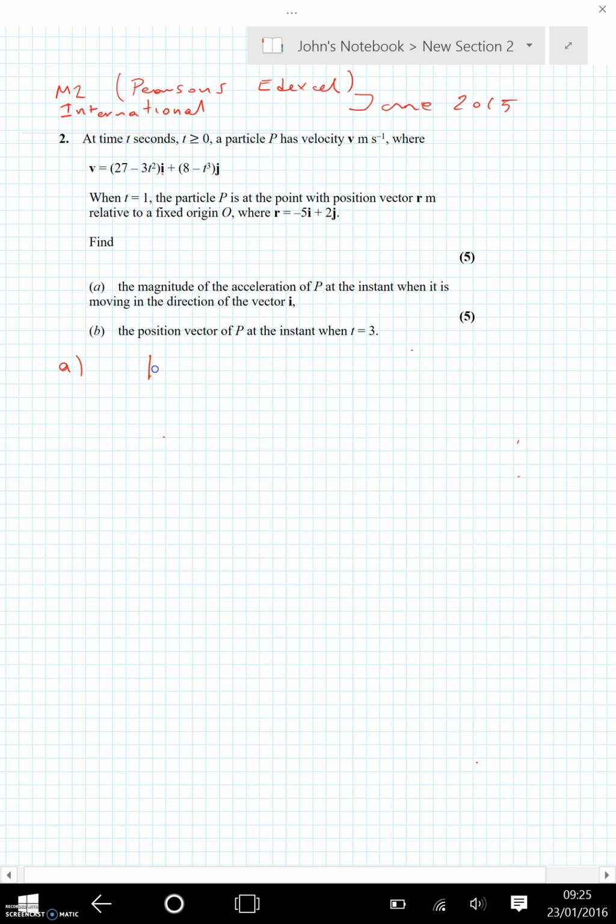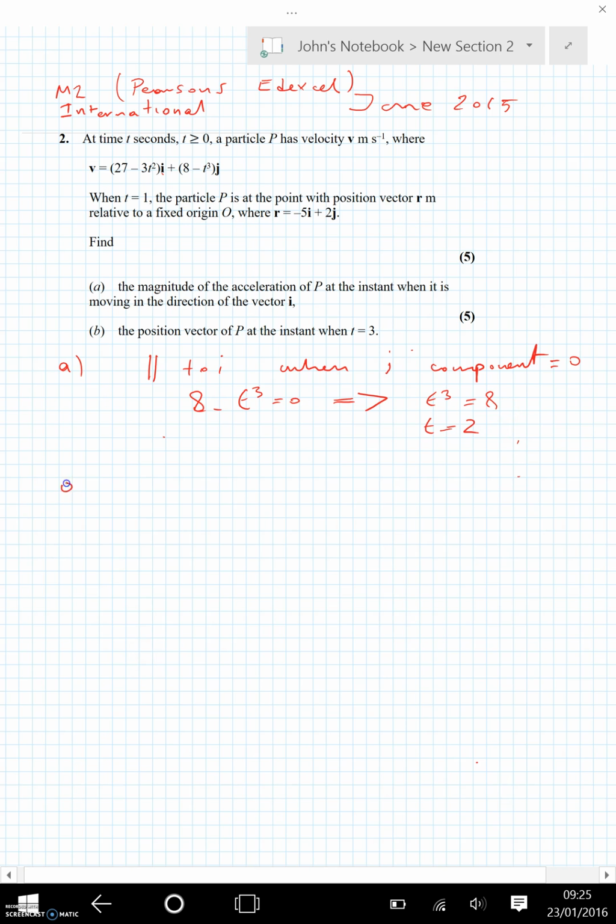So it'll be parallel to i when the j component equals 0. So that's basically this bit here: 8 minus t cubed equals 0. So that gives us t cubed equals 8, t equals 2. Okay, that wasn't too bad. So what we're going to do now is substitute our value of t into our acceleration vector.